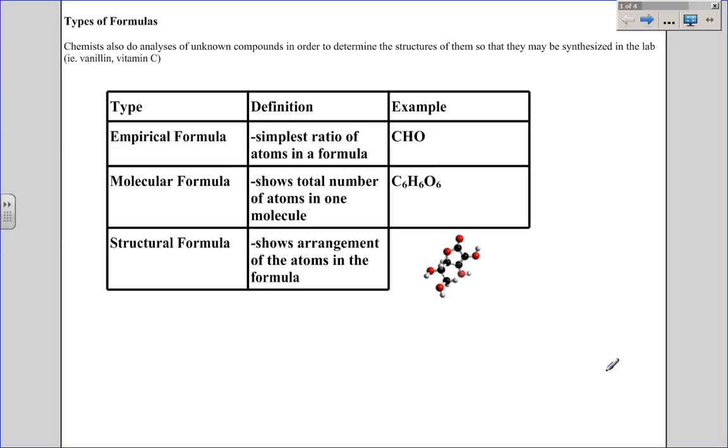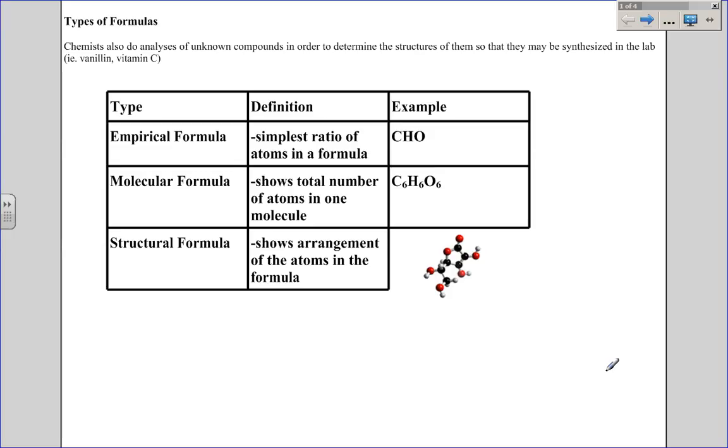Ultimately, to determine what something's structure is, we want to determine the arrangement of the atoms in that particular compound. But it would be very difficult for us to come up with a structure without first knowing what the formula of a compound is. There are different techniques that we can use in order to help us to determine what is called the empirical formula.